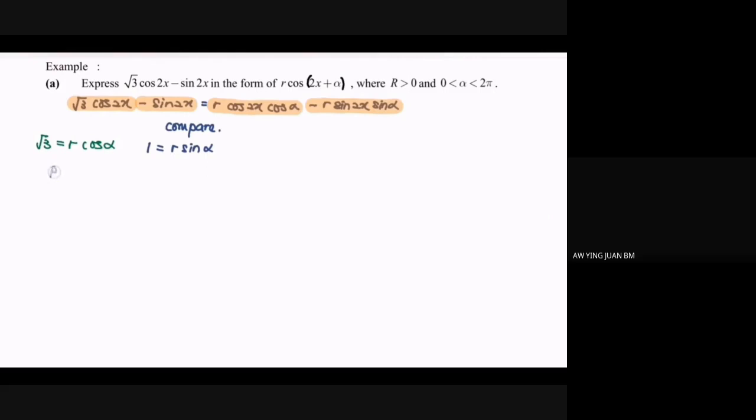By using the formula, r is equals to square root of a squared plus b squared. So r will be equals to square root of 3 plus 1. So r will be equals to square root of 4, r will be equals to 2.